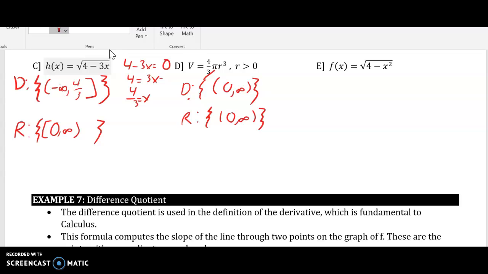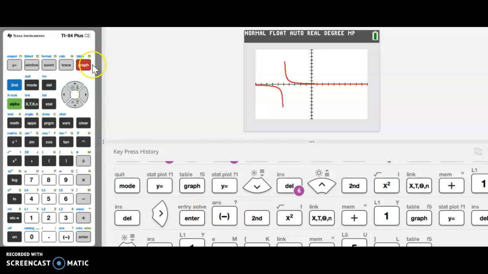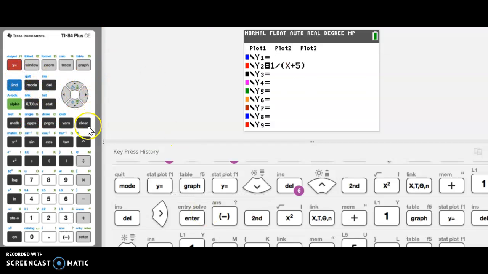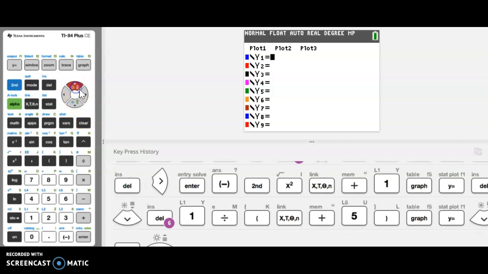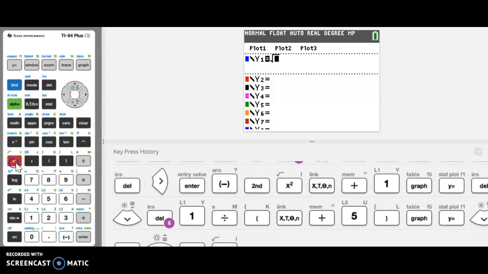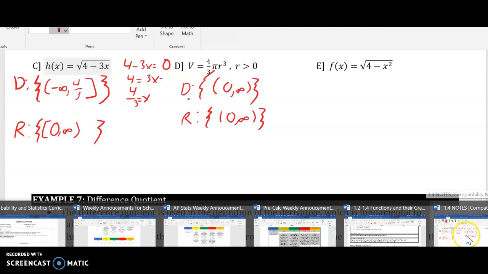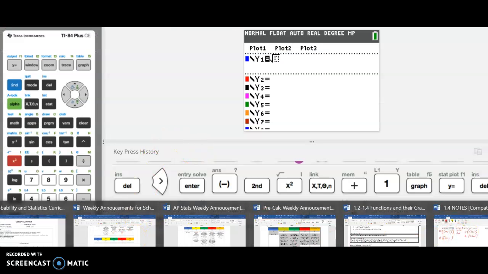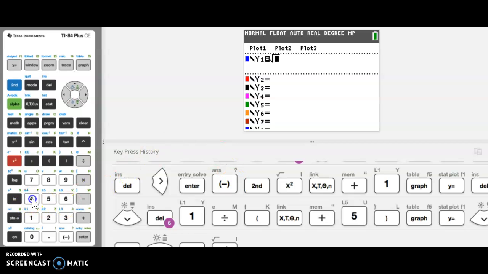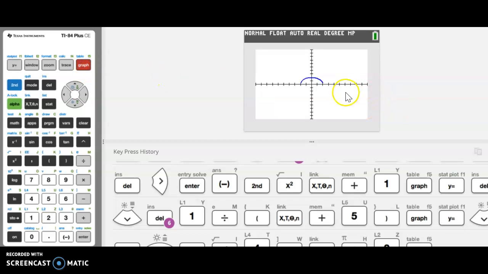All right. We're going to approach letter E by using the calculator. So sometimes we'll use a calculator to start, and it's helpful. And sometimes we'd rather do it by hand. So what do we have? The square root of 4 minus x squared. So let's graph that bad boy.